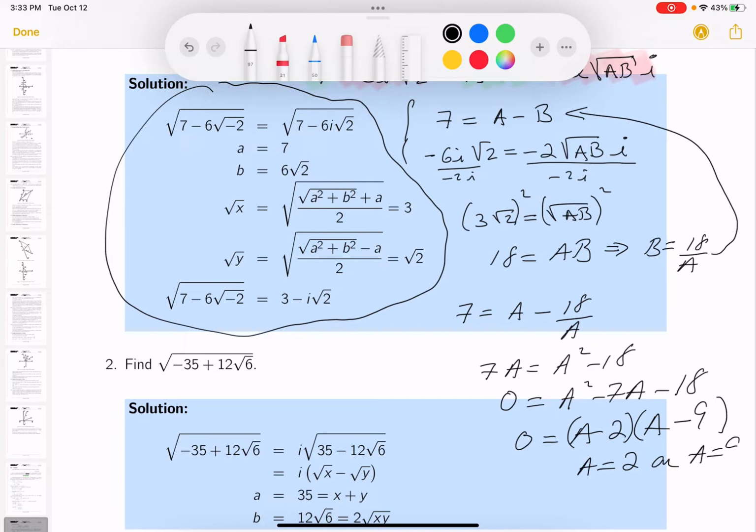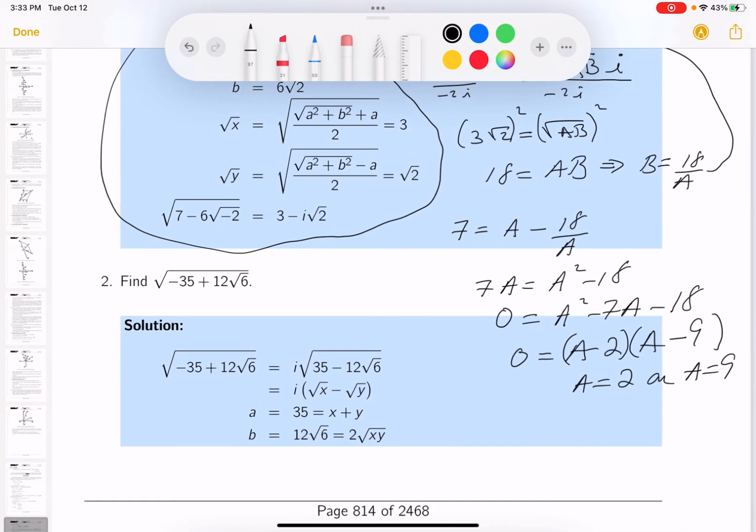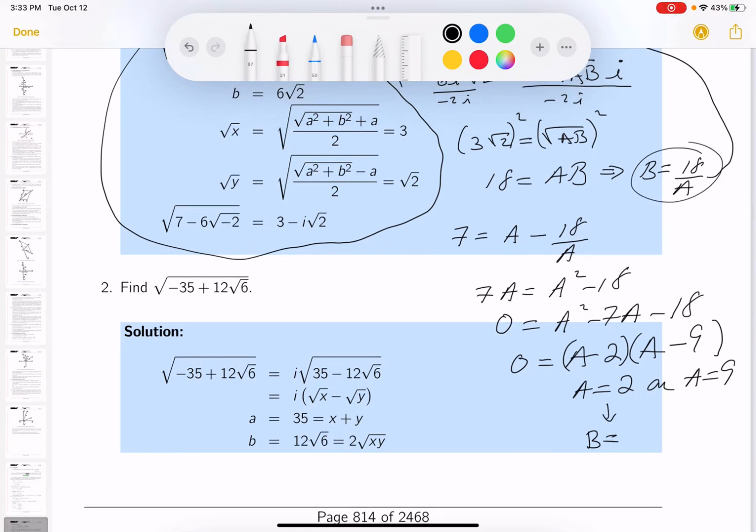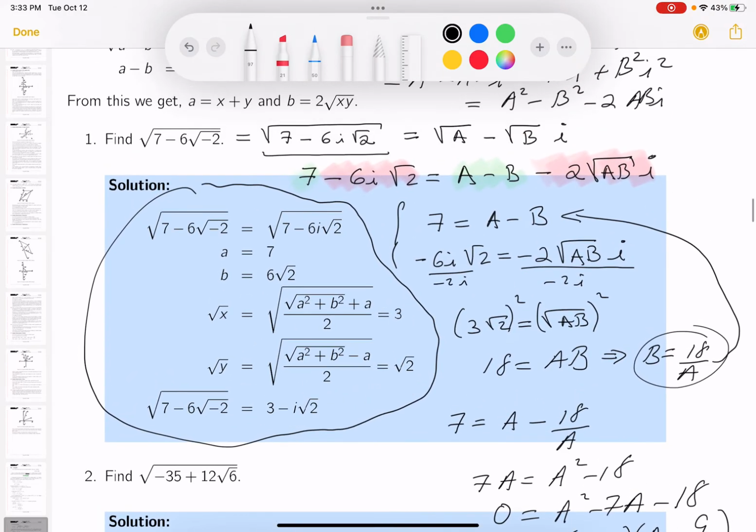Now if that's true, what would B be? Looking at this over here, it would be 18 divided by 2, which is 9. And if A is 9, what would B be? It would be 2. Now someone says, why do I need that? Well, I'm up here.